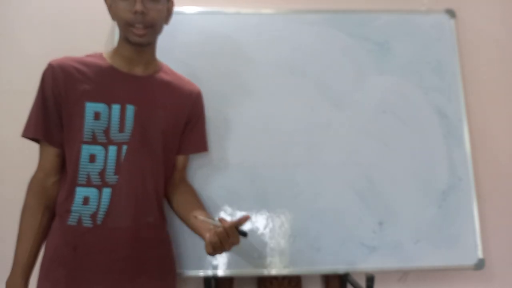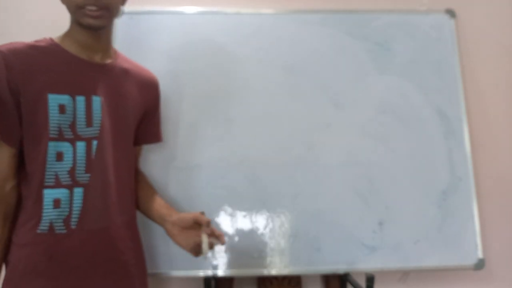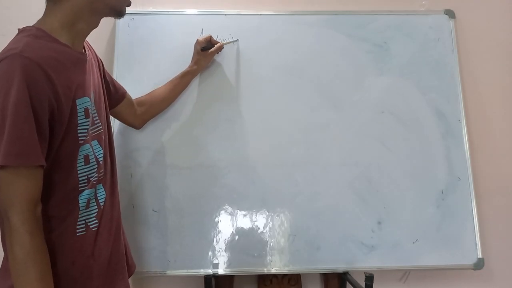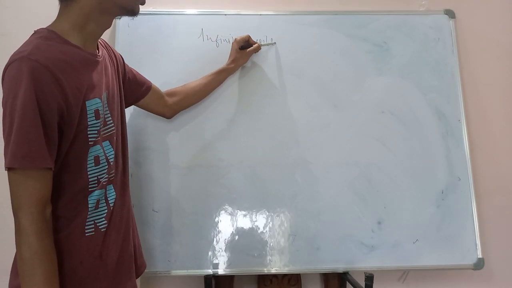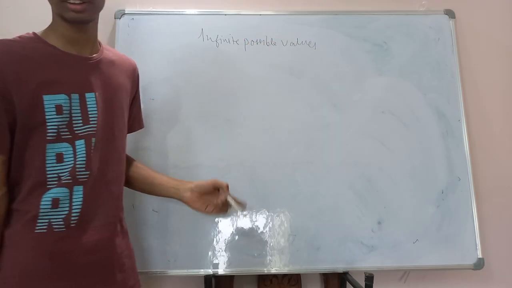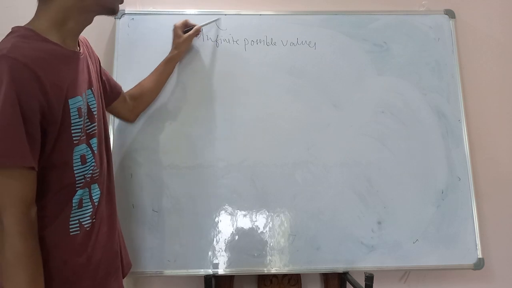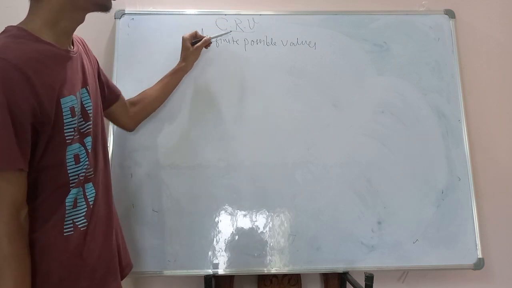So what is a continuous random variable? A variable x which can take any value in an interval, not just whole numbers, but any number. Suppose height, weight or time. It is not like a discrete random variable like coin flips. It has infinite possible values. So this is what a continuous random variable is.